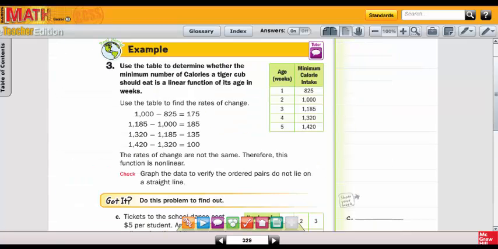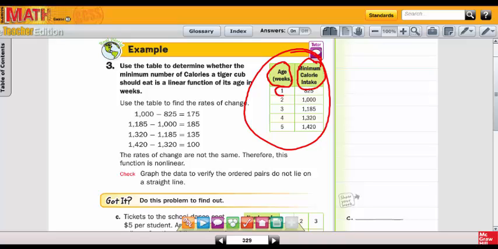All right, let's take a look at problem number 3. It asks us to use the table right here to determine whether the minimum number of calories a tiger cub should eat is a linear function of its age in weeks. So if we input its age in weeks, we will find how many calories we need in order for that tiger cub to progress normally.